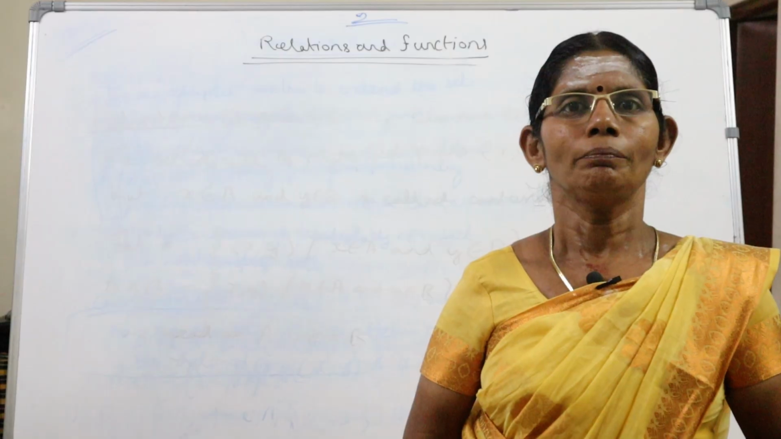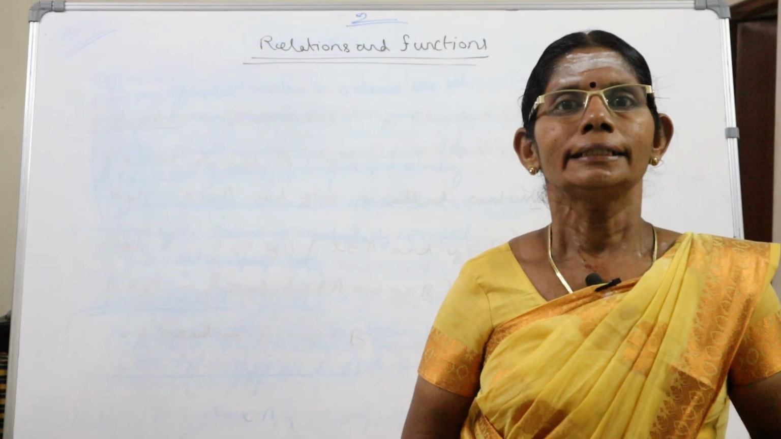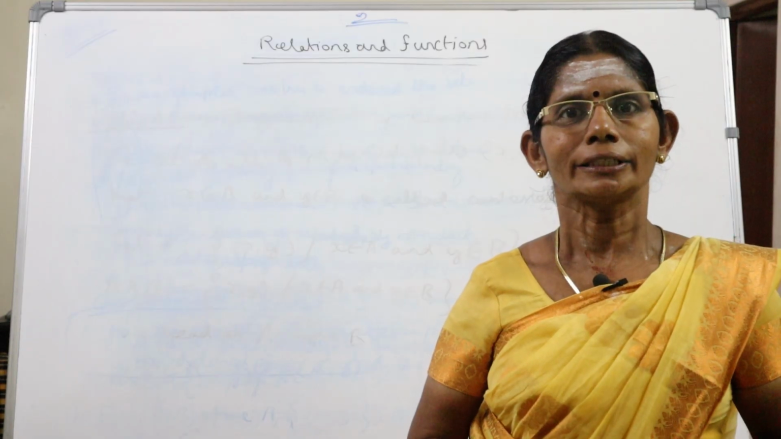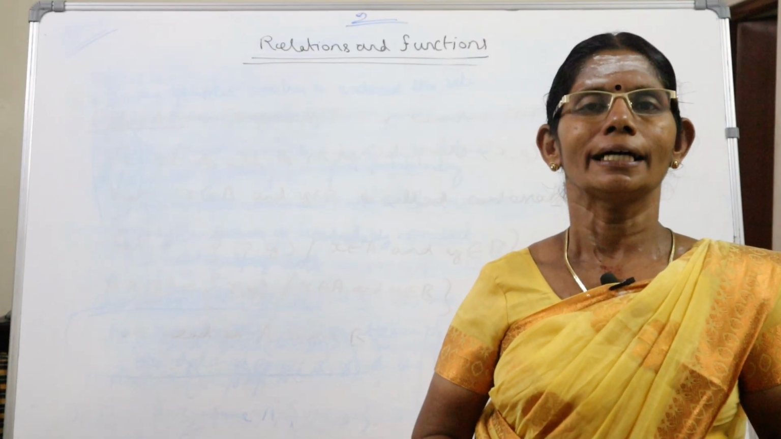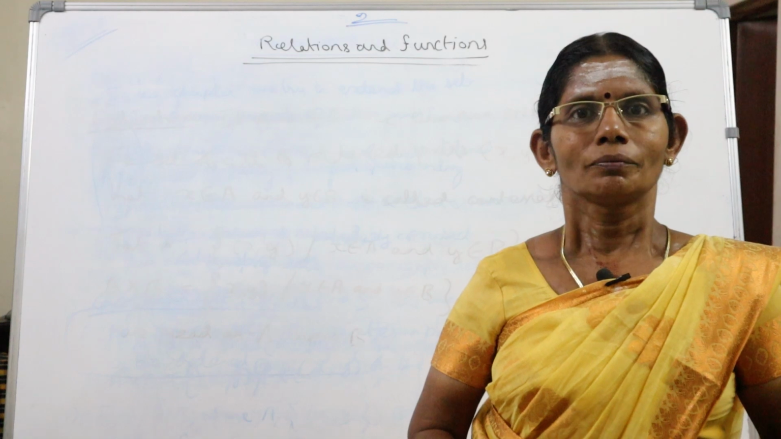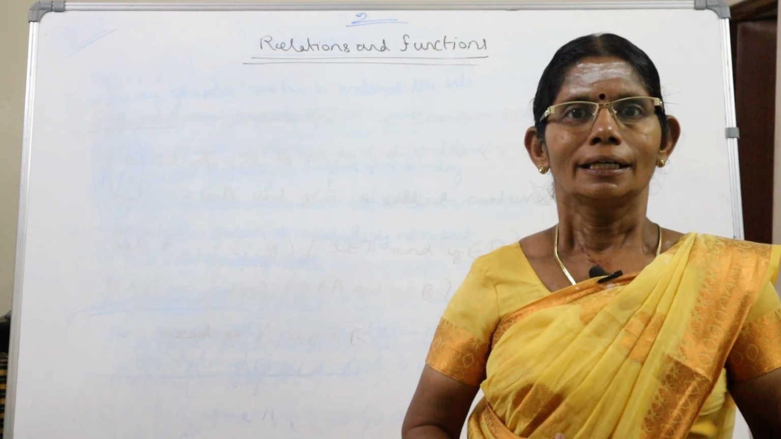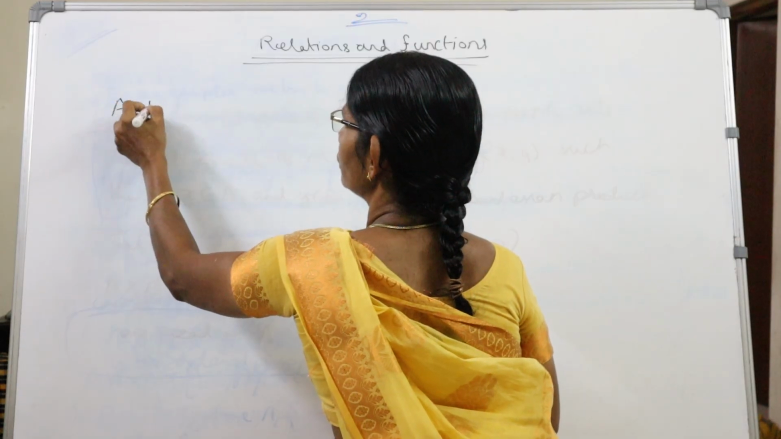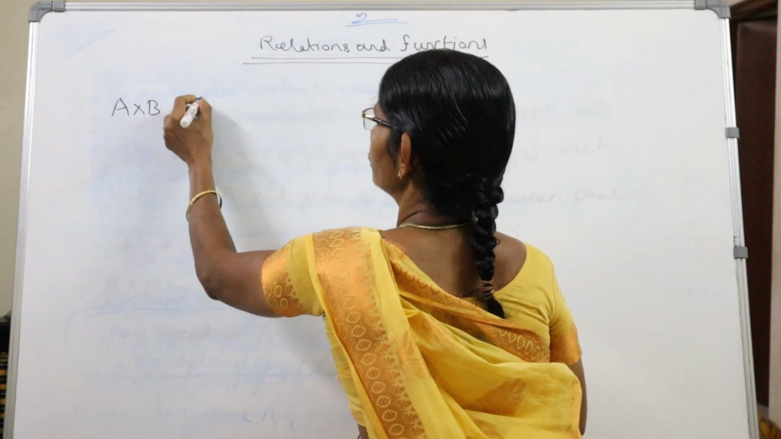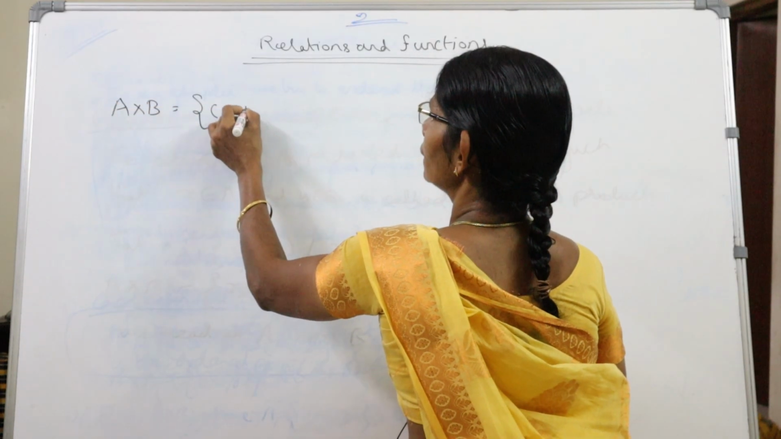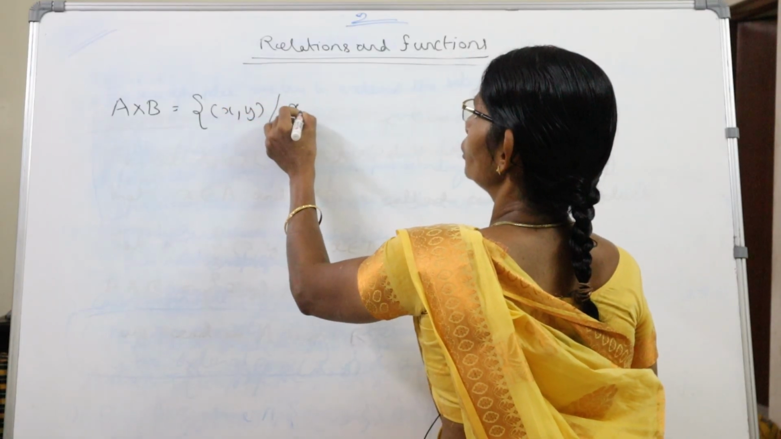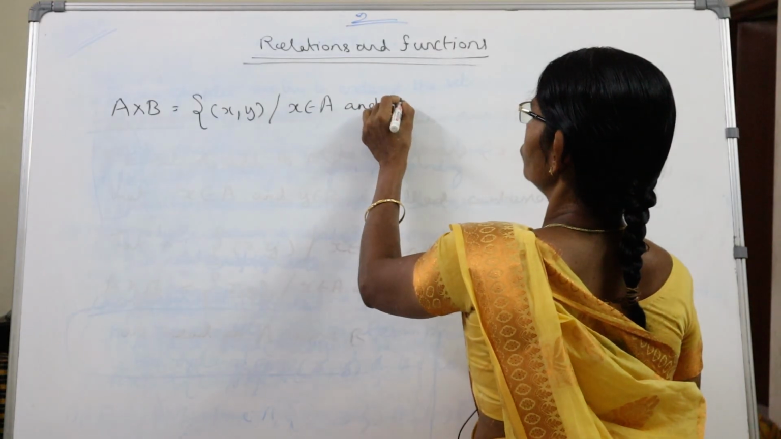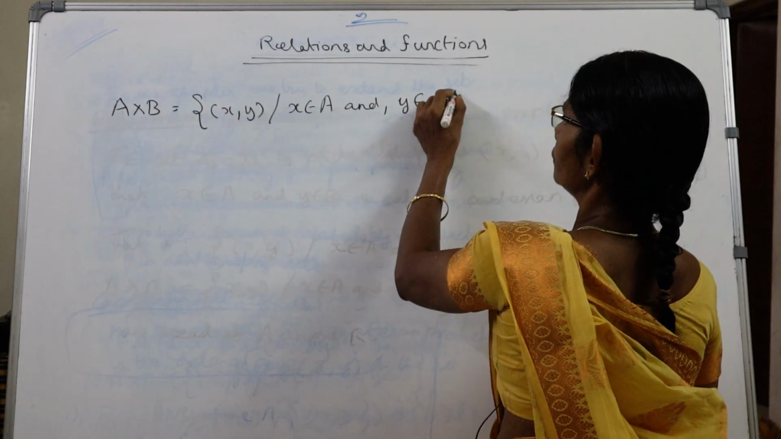Let A and B be two non-empty sets. Then the set of all ordered pairs (x, y) such that x belongs to set A and y belongs to set B is called the Cartesian product, and it is denoted by A cross B, equal to the set of all (x, y) such that x belongs to set A and y belongs to set B.